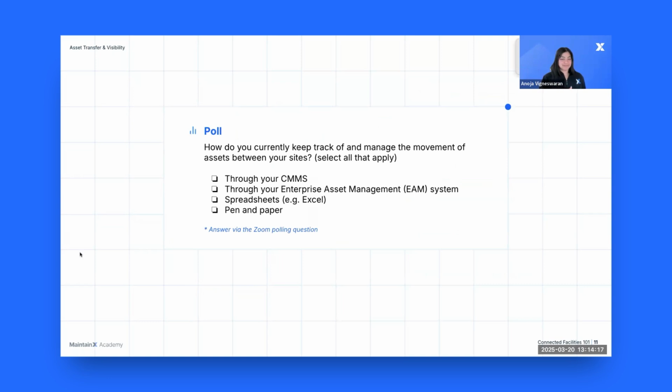All right, we already warned you. We love polls. So here's another one. How do you currently keep track of and manage the movement of assets between your sites? Do you use a CMMS, a computerized maintenance management system like MaintainX? Do you use an enterprise asset management system? Do you use spreadsheets like Excel, or do you use pen and paper? And for this one, you can select all that apply. We'll give everyone a minute so they have enough time to answer this one.